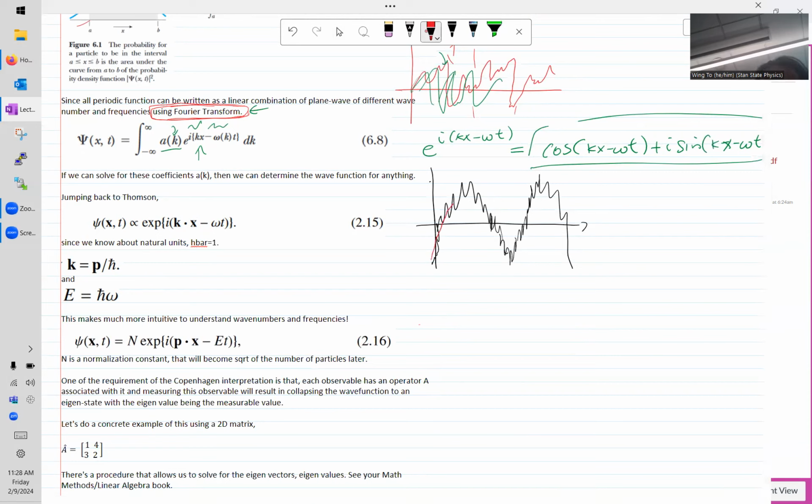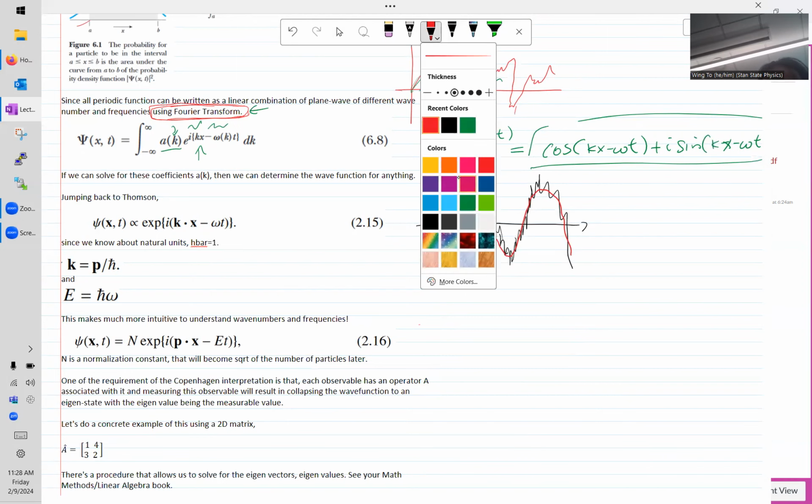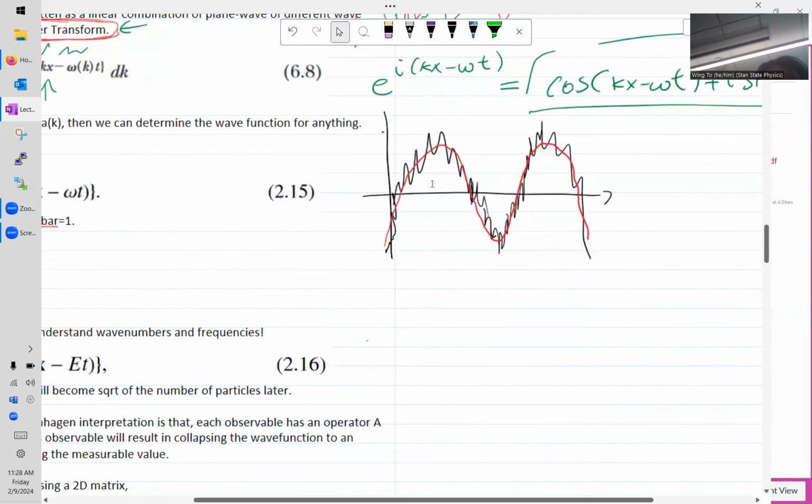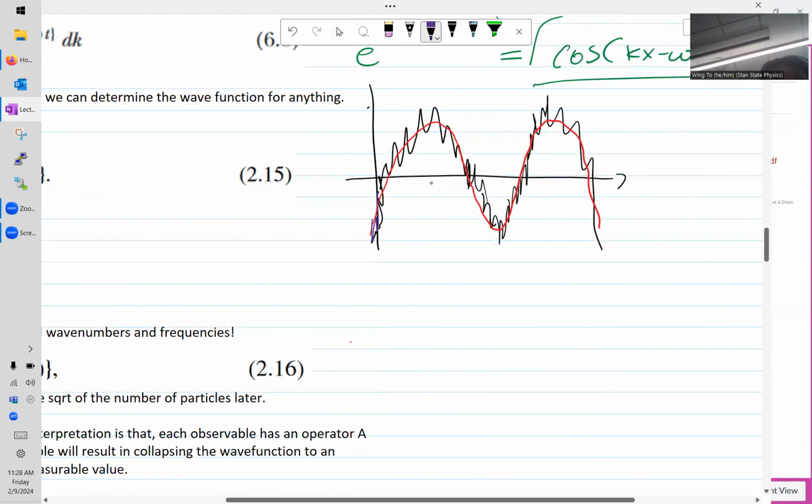Okay, so you have some low frequency part. Maybe it won't erase itself this time. Great. And then you have some high frequency part. Oops, I'm drawing the high frequency wrong.